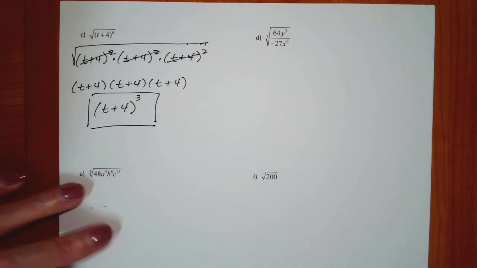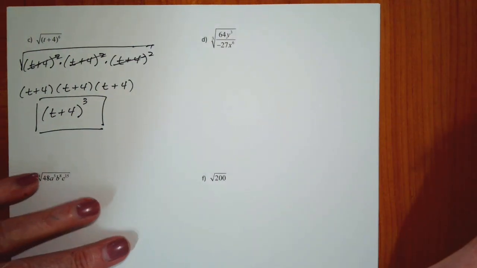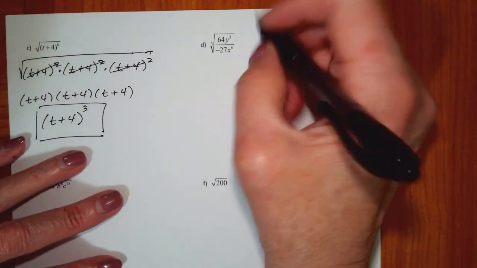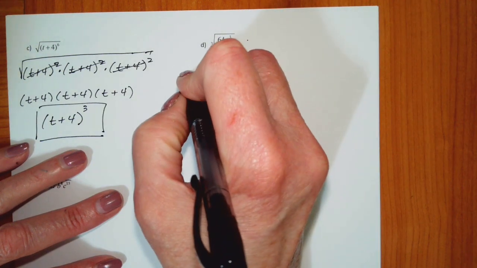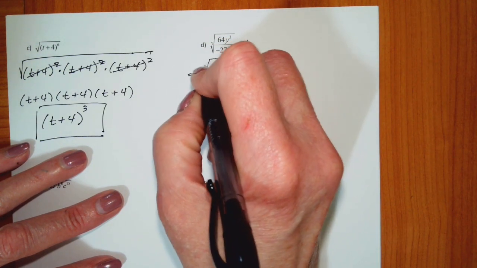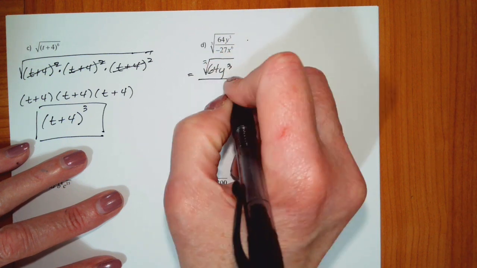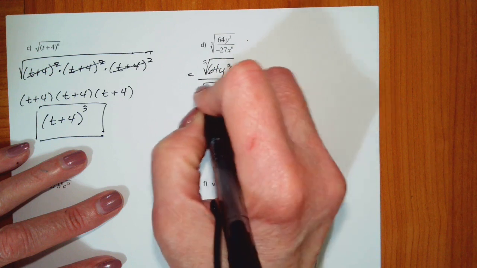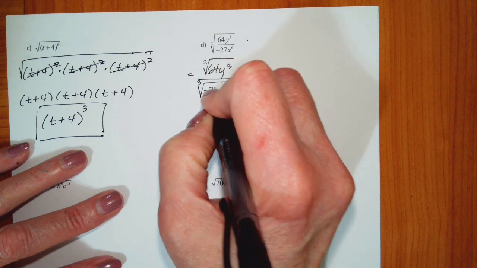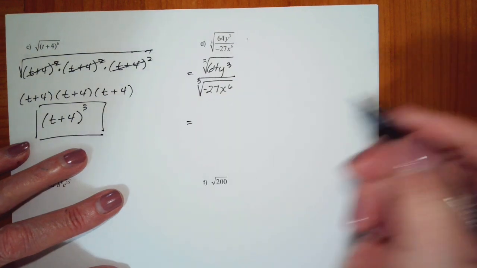Okay. All right, here I'm looking at cube roots. Now, on this one, the first thing I want to do is split this up into the cube root of 64y to the third divided by the cube root of negative 27x to the 6th. And I'm going to look at each of these individually.